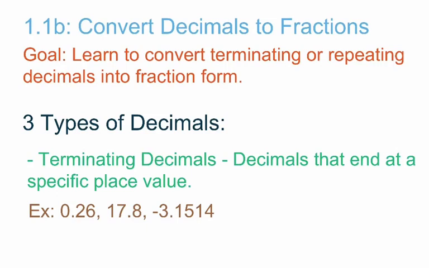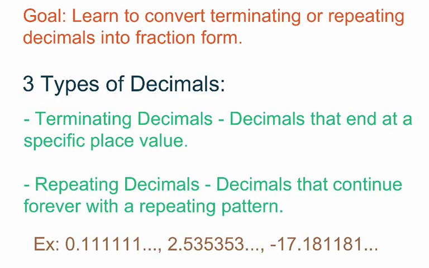Examples of those would be 0.26, 17.8, or negative 3.1514. All of those end at a certain place value, and so those are all terminating decimals. The next type of decimal that we have is called a repeating decimal. Repeating decimals are decimals that continue forever, but they have a repeating pattern, and that's the key with the repeating decimals, that they have a repeating pattern.